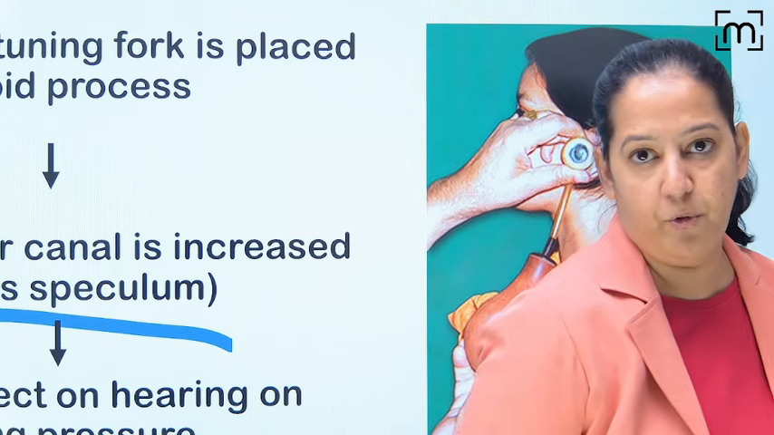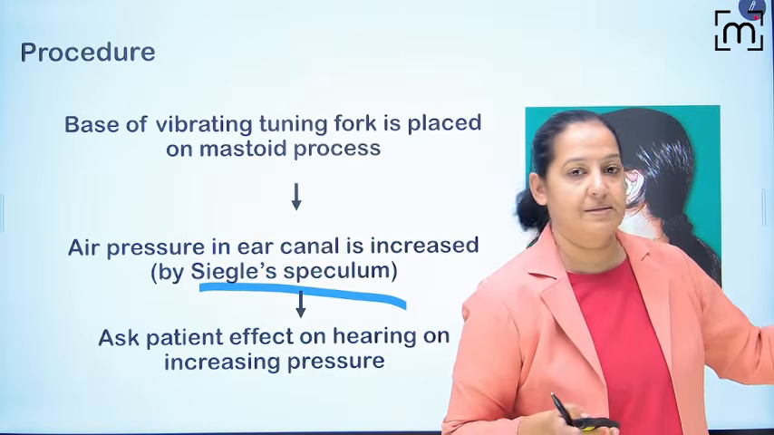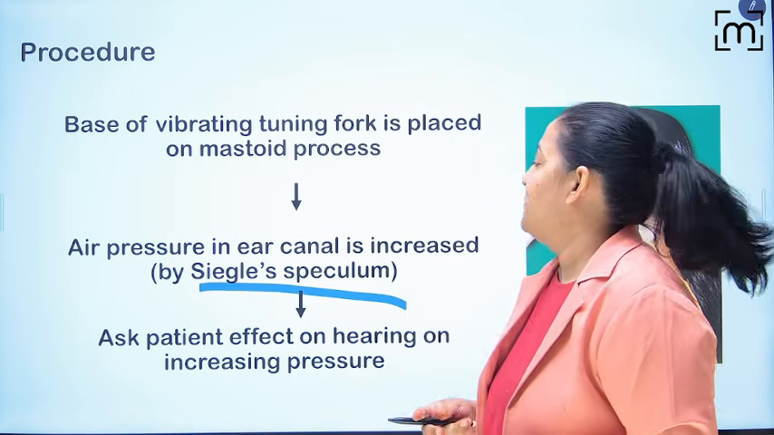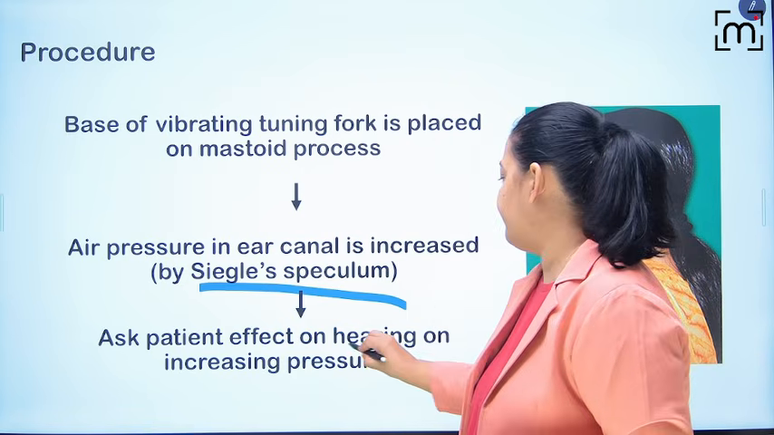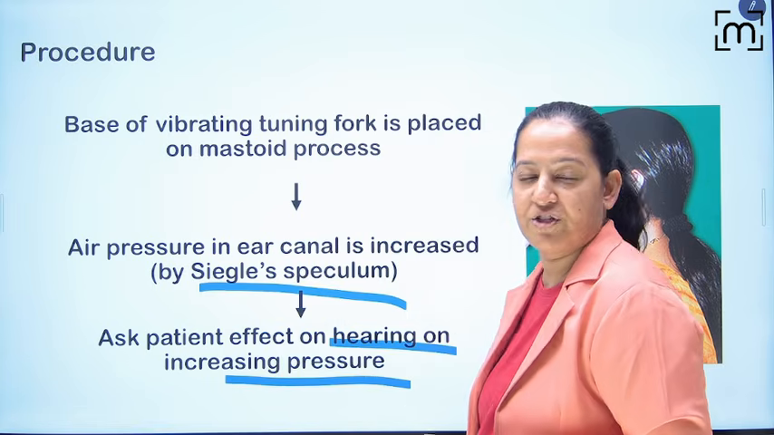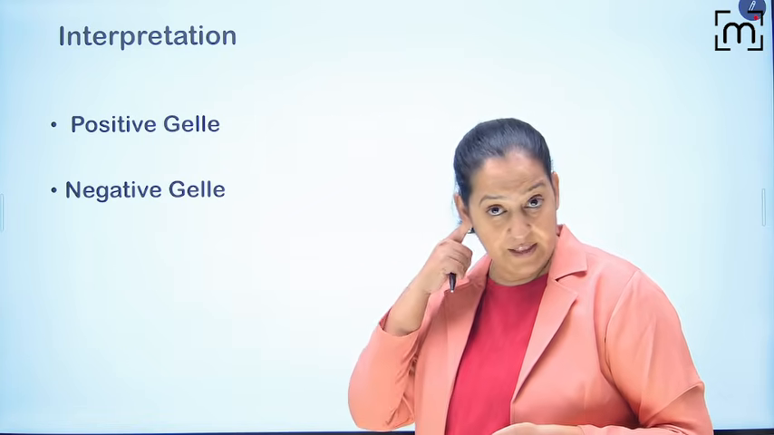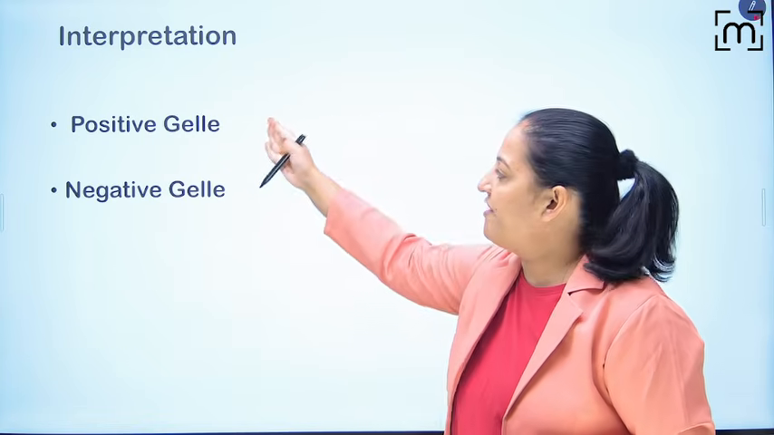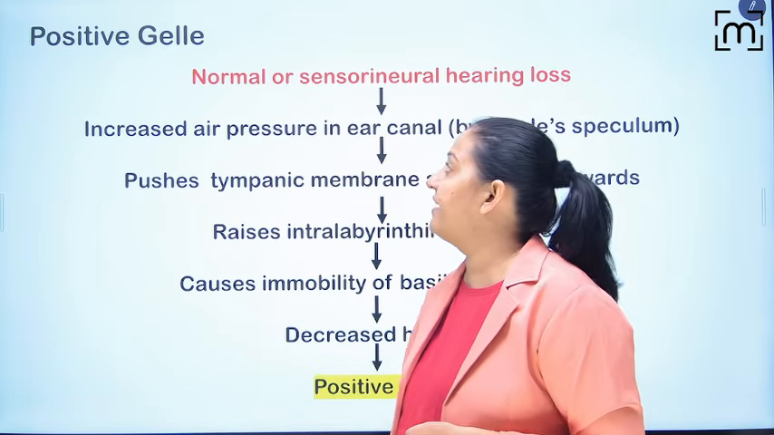Now come to the interpretation. What is the interpretation of this? Ask the patient the effect on hearing on increasing pressure, whether BC is increased or decreased. So again we have positive Gelle and negative Gelle.